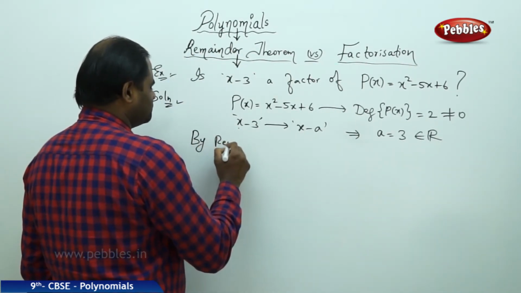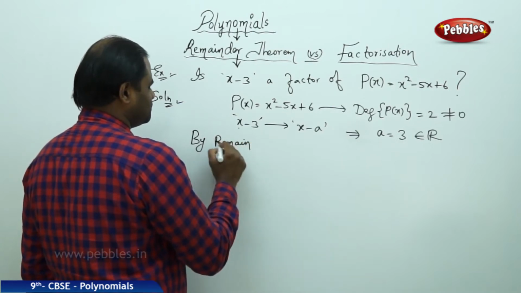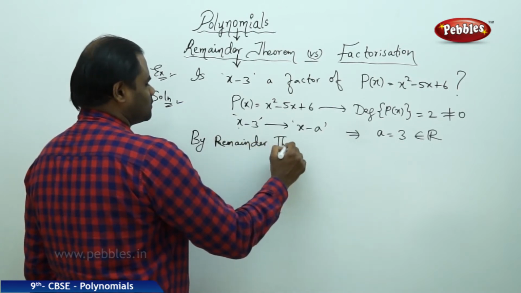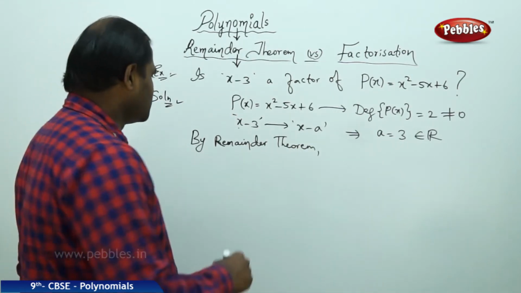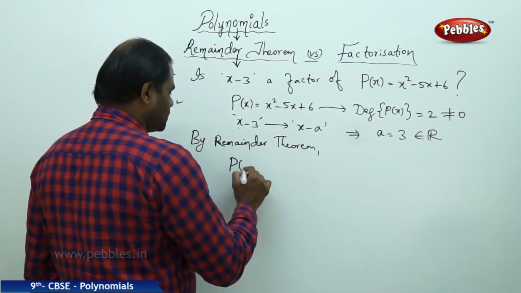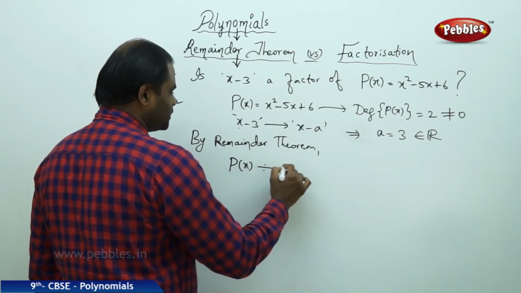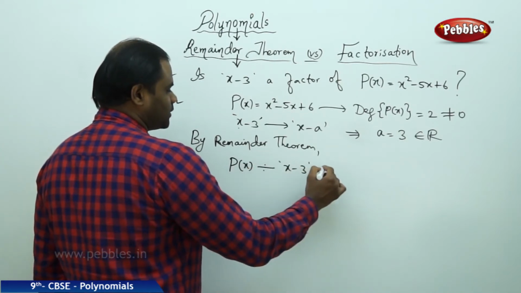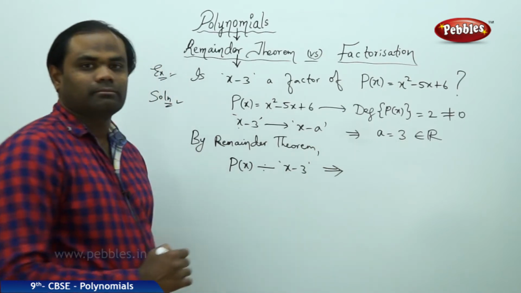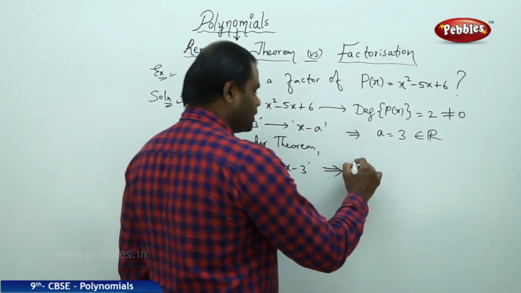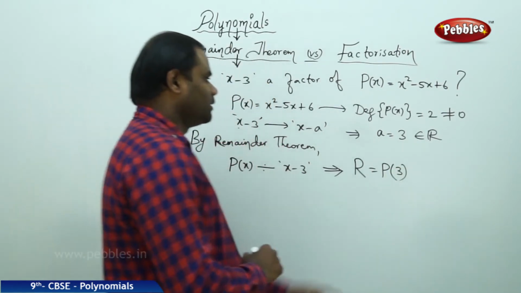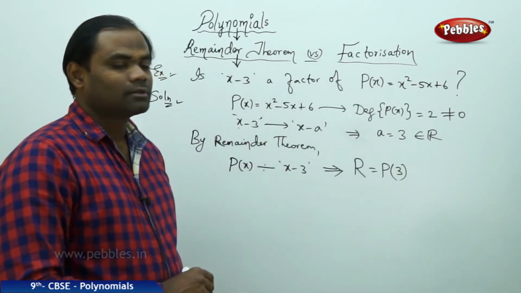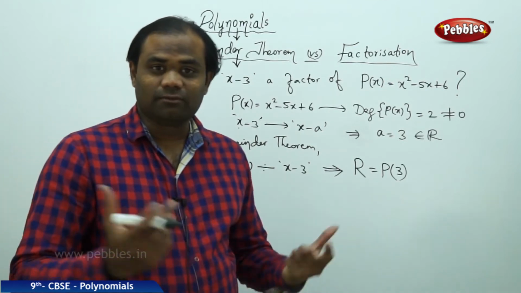By remainder theorem, which we have already discussed in the session, if the polynomial P of x is divided by x minus 3, that implies the remainder is f of a or P of a, which is P of 3. Let's see what is the value of P of 3.